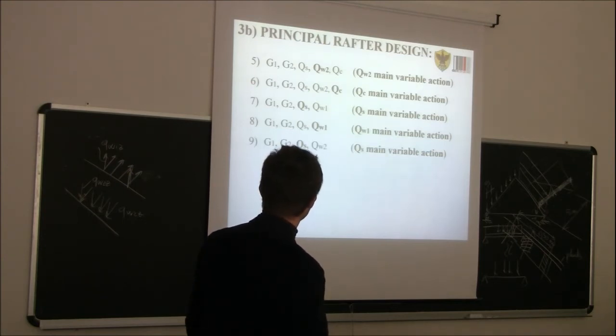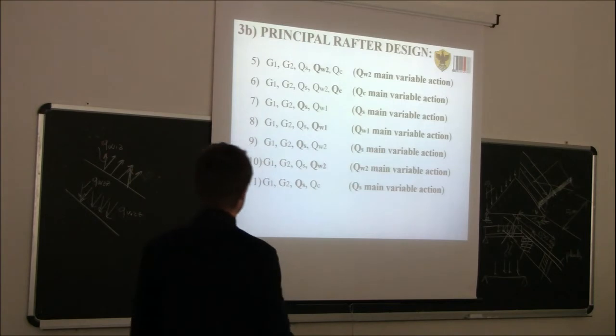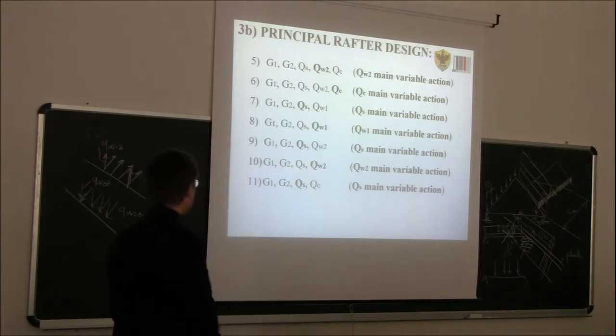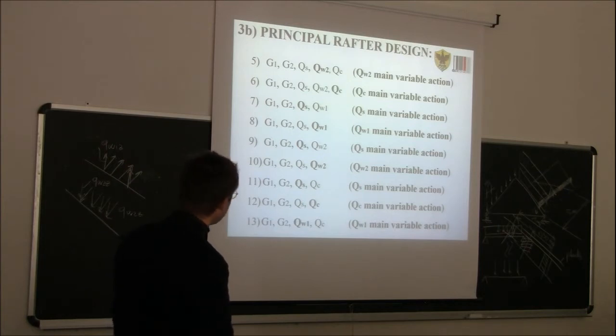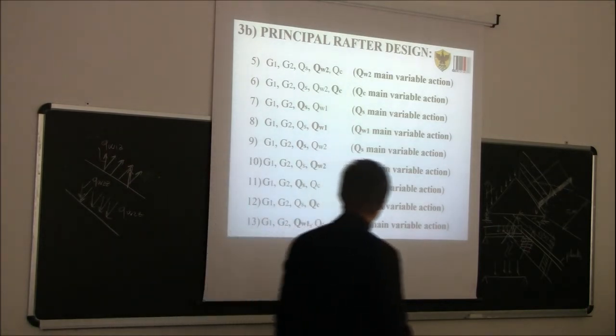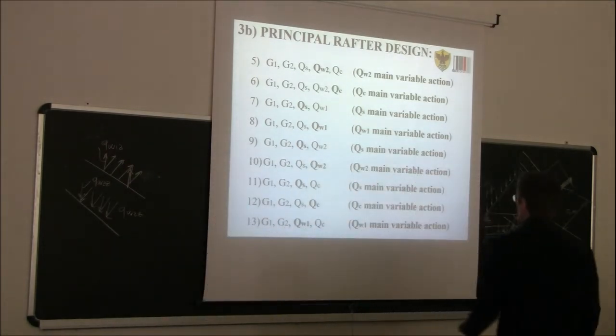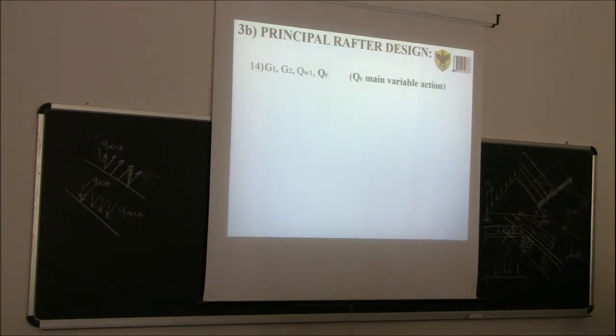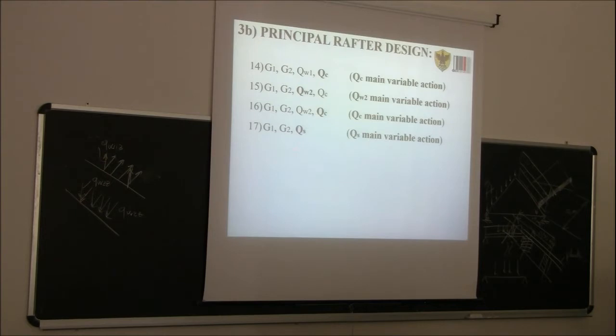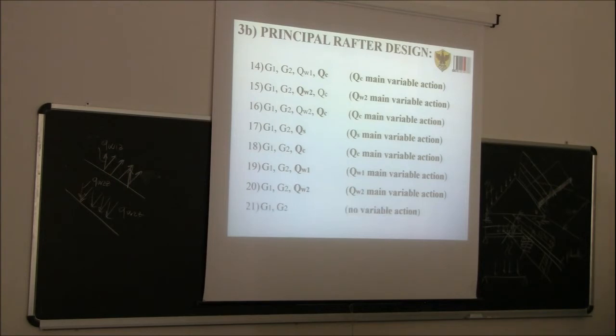We write down those four. Then we remove QW. We write down those two. Then we remove QS. We write down another four. And then we consider only one variable action, QS, QC, QW1, QW2, and last but not least, only the permanent loads. Okay?